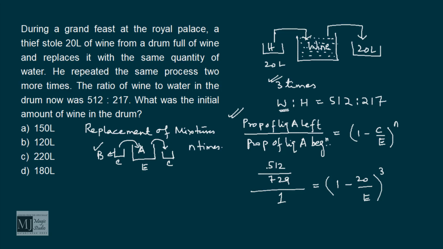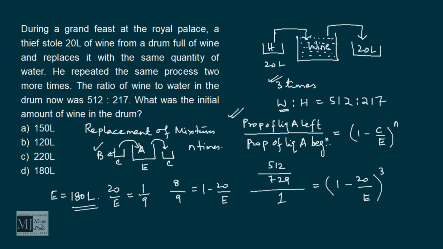Now taking cube root on both sides, 512 is 8 cube and 729 is 9 cube, equals 1 minus 20 by E. So if I take 20 by E here, 1 minus 8 by 9 would be 1 by 9. So that will give me E equals 180 liters.